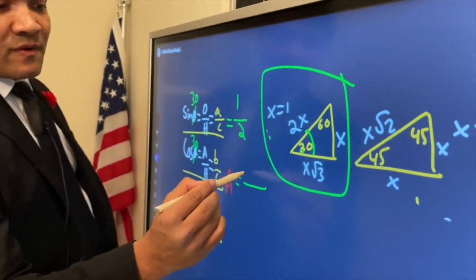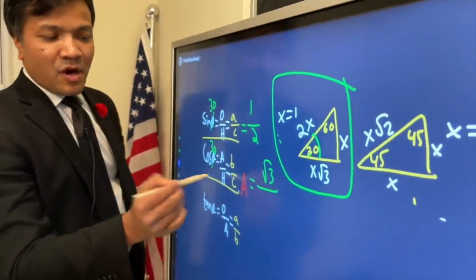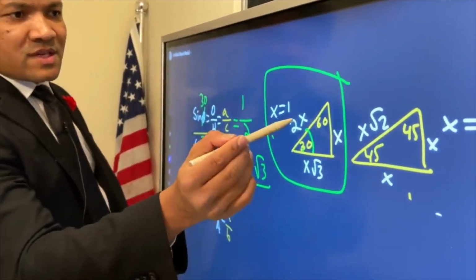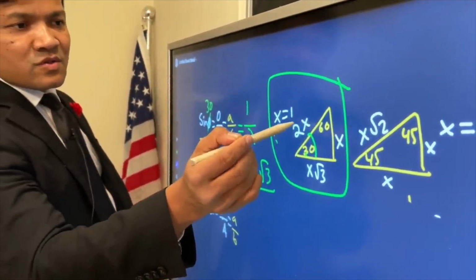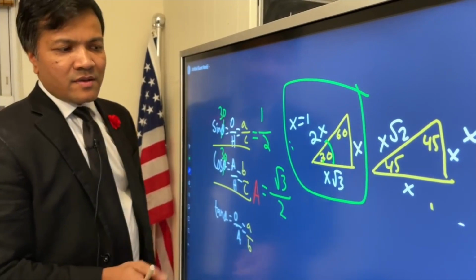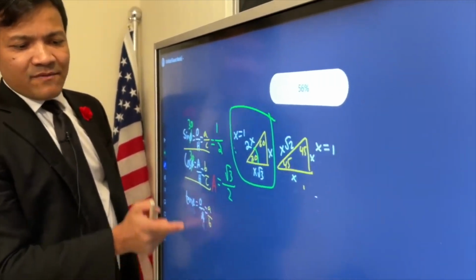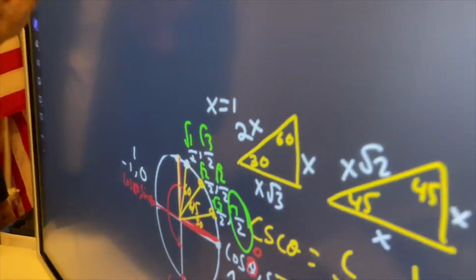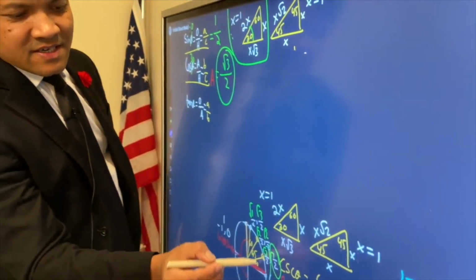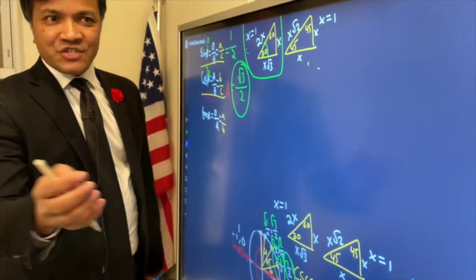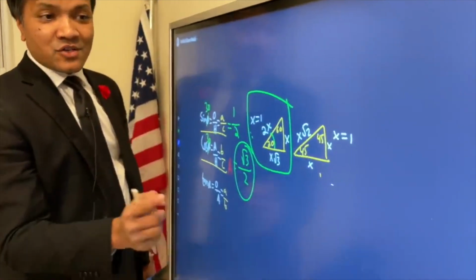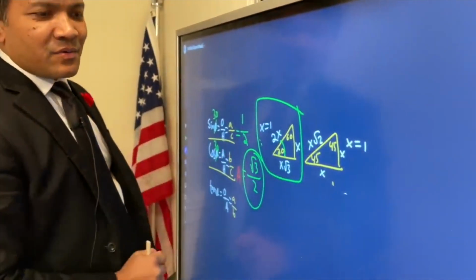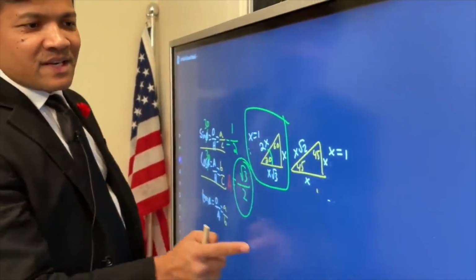x is 1, so square root of 3. Hypotenuse is 2x, x is 1, so 2 times 1 is 2. So sine 30 degree is half and cosine 30 degree is square root of 3 over 2. Magic. Now I'm going to show you the other one, 45 degree and 60 degree.